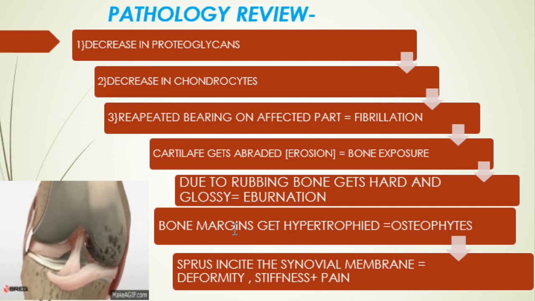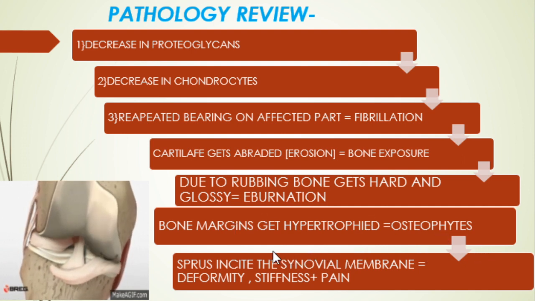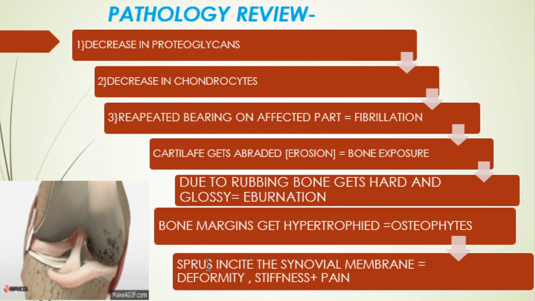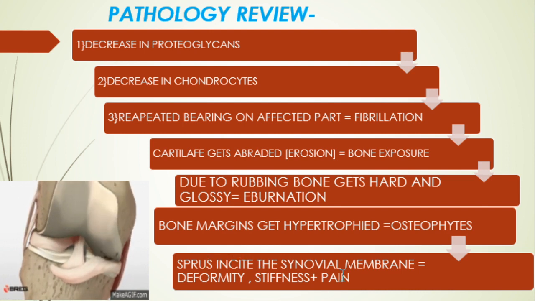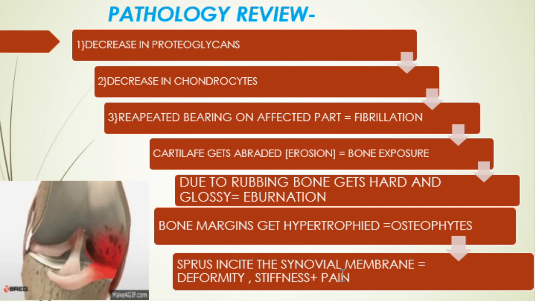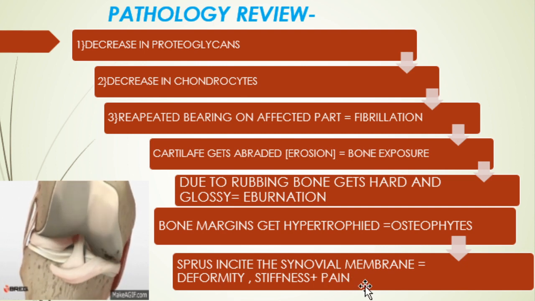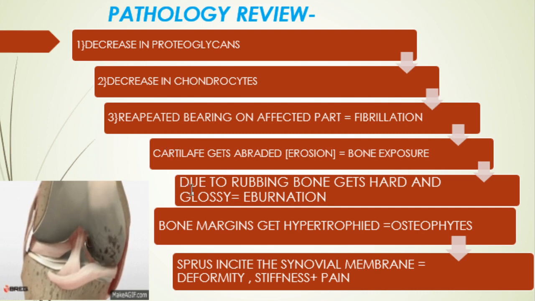Then the bone margin undergoes hypertrophy to cope with this loss. So there is formation of osteophytes, and these osteophytes are spurs, and the spurs inside the synovial membrane initiate inflammation, then stiffness, deformity and pain. So this is how the pathology progresses.